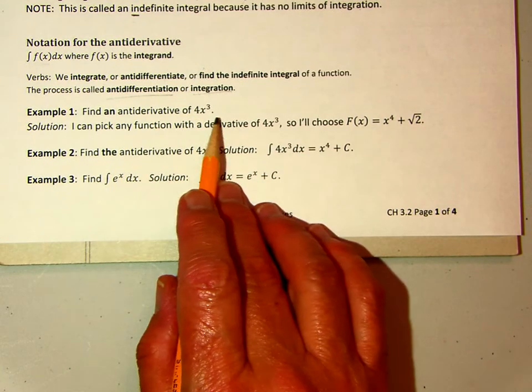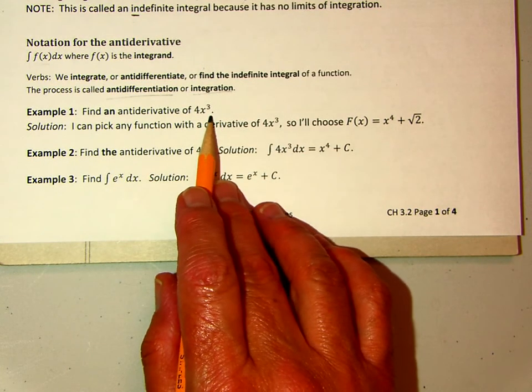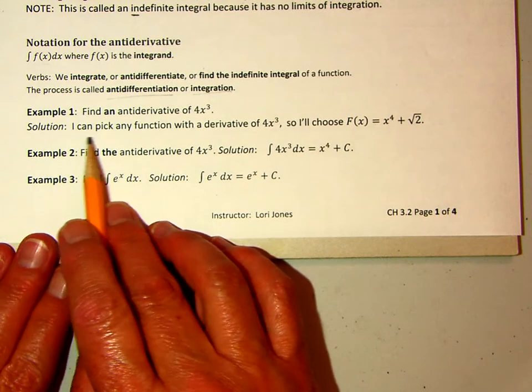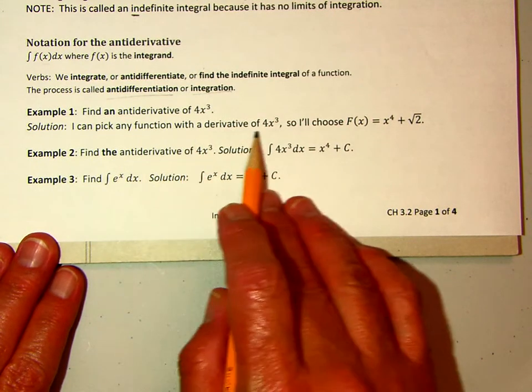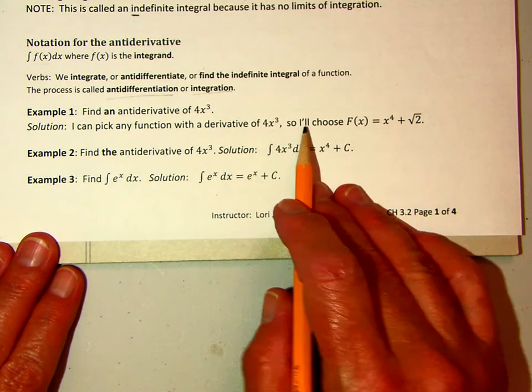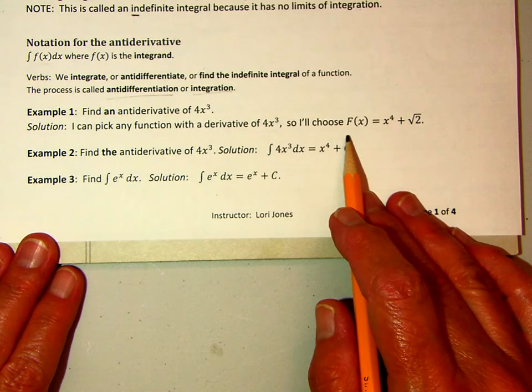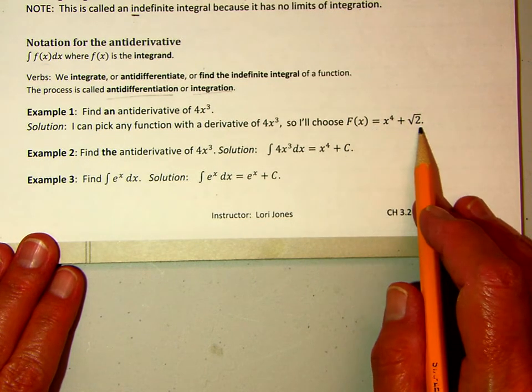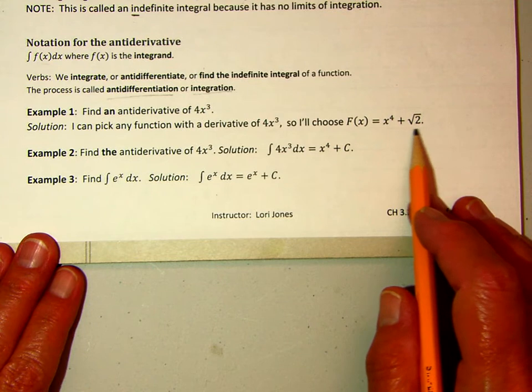Find an antiderivative of 4x cubed. The solution: I can pick any function with a derivative of 4x cubed. So I'll choose, just for fun, capital F of x is x to the fourth plus root 2, because this is a constant.